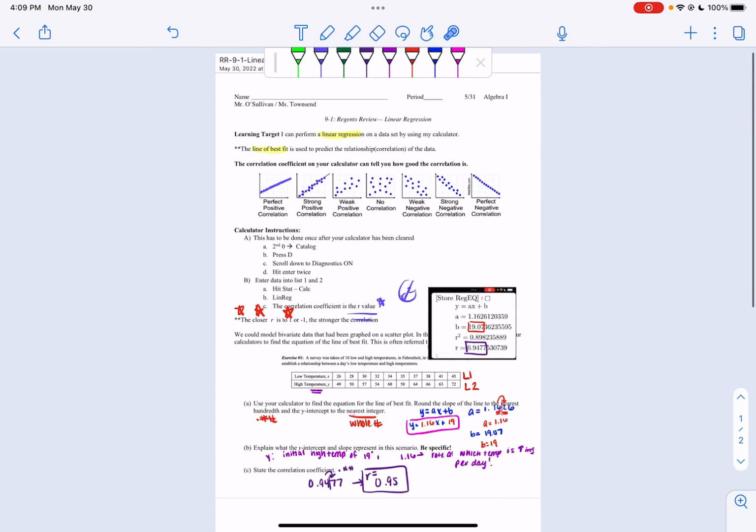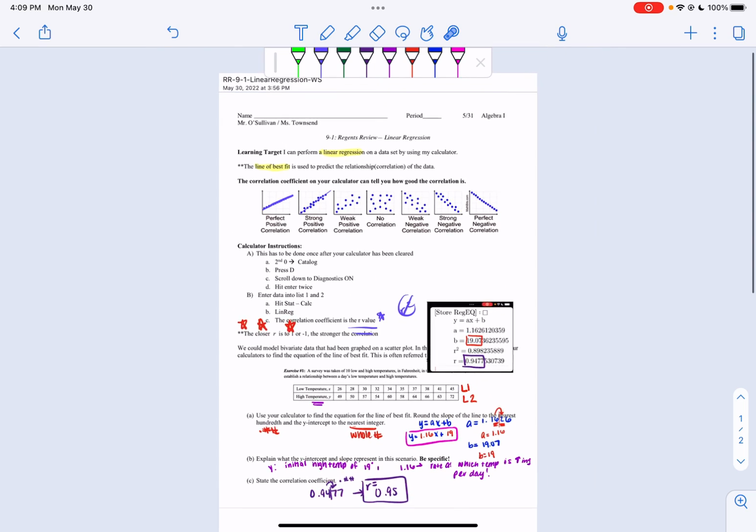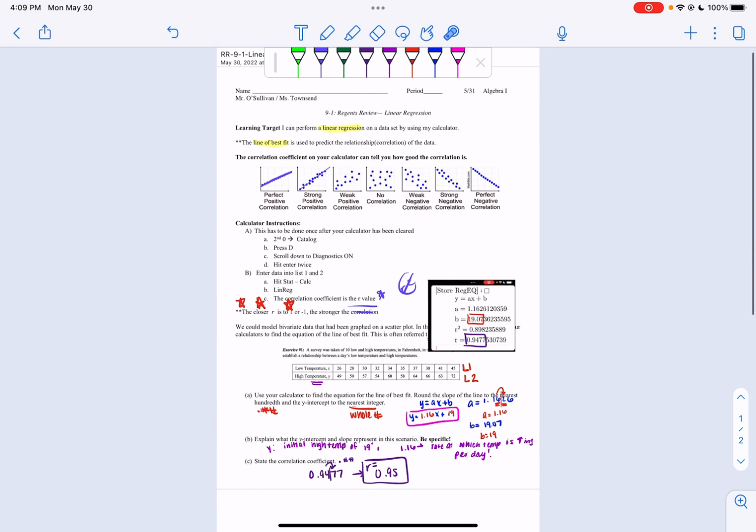So that is your first Regents review lesson, and it is such a crucial one, so please make sure that you know how to do this on the calculator perfectly. This is the first question you should do.